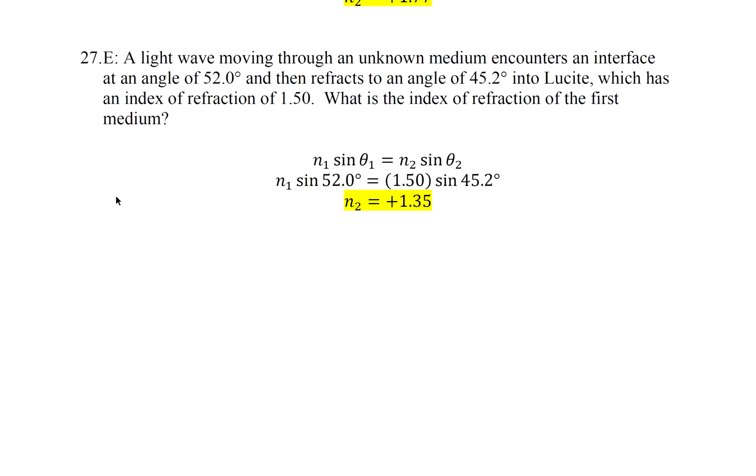Question 27. A light wave moving through an unknown medium encounters an interface at an angle of 52 degrees and then refracts to an angle of 45.2 degrees into lucite, which has an index of refraction of 1.5. What is the index of refraction of the first medium? So solve for n1. I apologize, this should be n1 here, because they gave us n2 and theta 2, and they gave us theta 1.